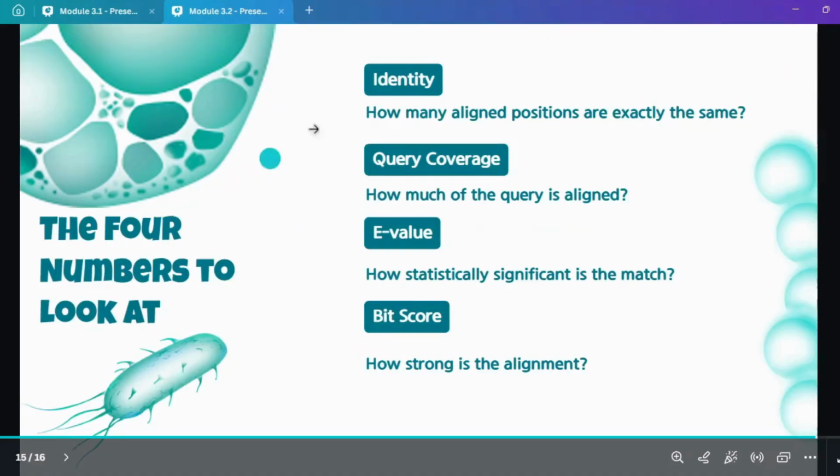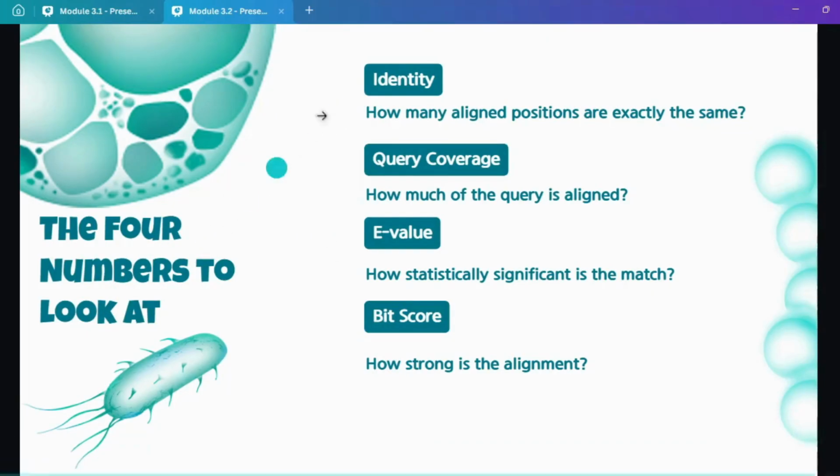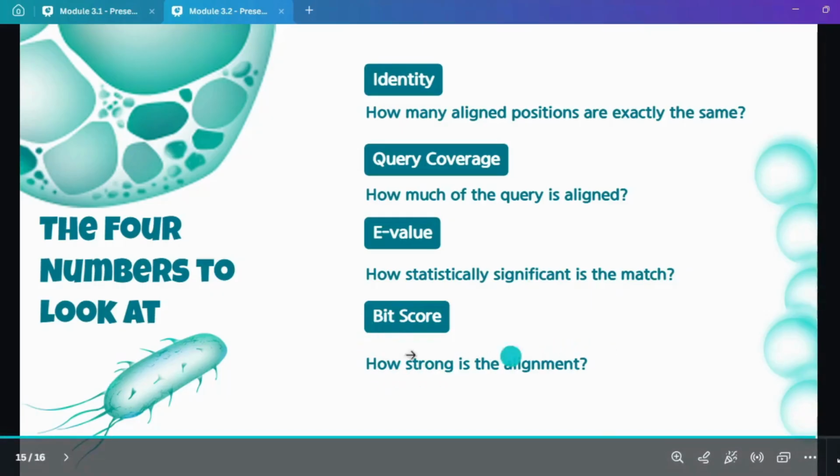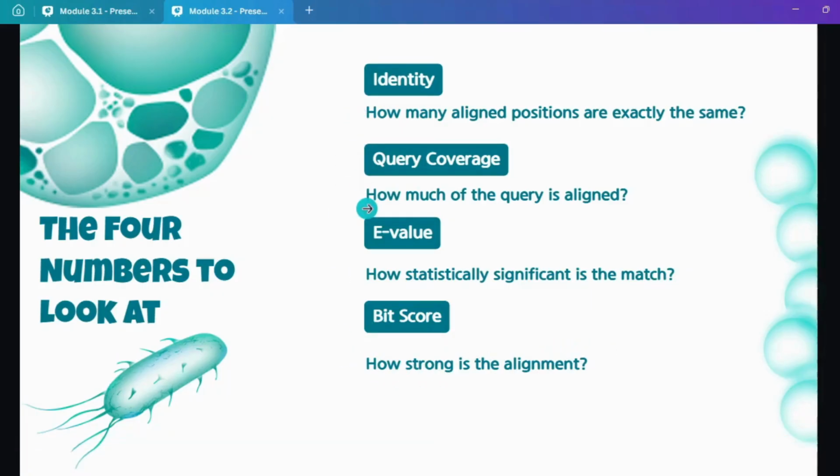Now, what four numbers do we have to keep in mind? Identity means how many aligned positions are exactly the same. Query coverage is how much of the query is aligned. E-value is how statistically significant the match is, and bit score is how strong the alignment is.